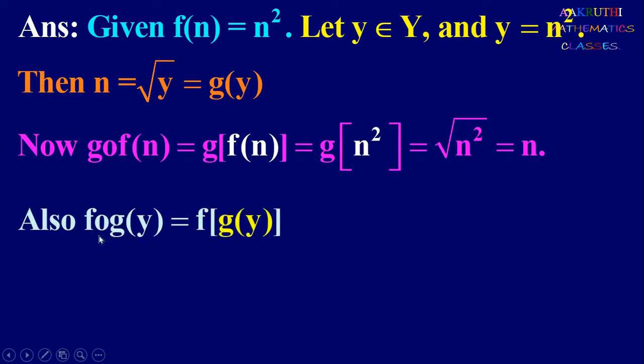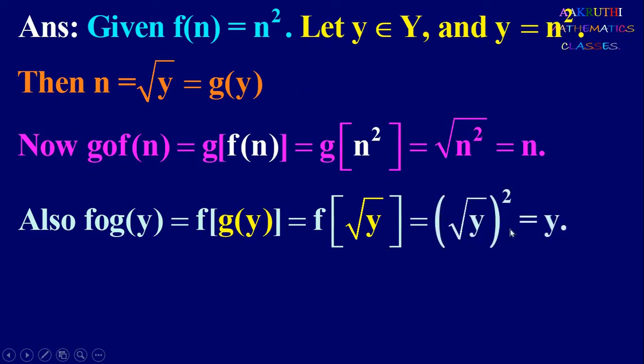Next we find f composite g of y. f composite g of y is f of g of y, and g of y is root y. So it is f of root y. Now f of n is n square, so f of root y is root y whole square, and root y whole square is y only, square and root cancel, remaining is y.